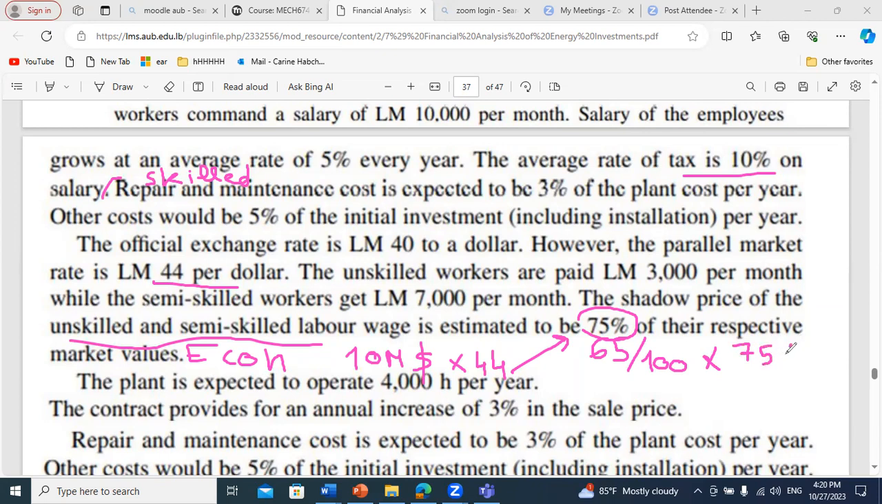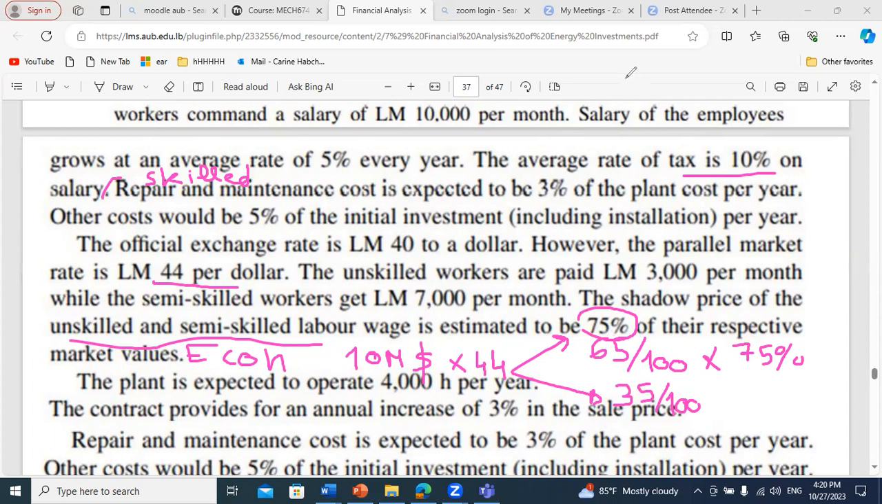While for foreign contractors, we don't have to apply the reduction. So we just have to consider 35% of the $10 million times 44. Okay. So in total, what will be the value of the installation charges on the economical level? It will be equal to 10 times 44 times 65% times 75% plus 10 times 44 times 35%.